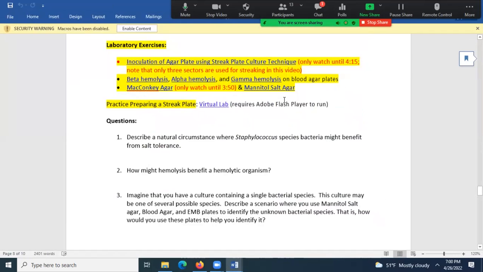And then watch a little movie on mannitol salt agar. And you might have a virtual lab on practicing for colony streaking.